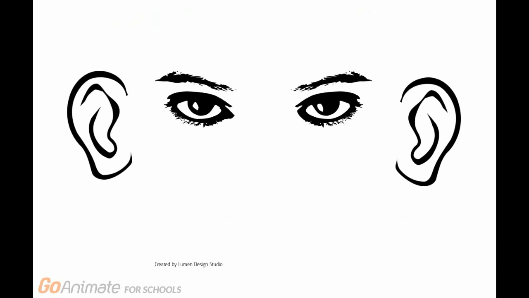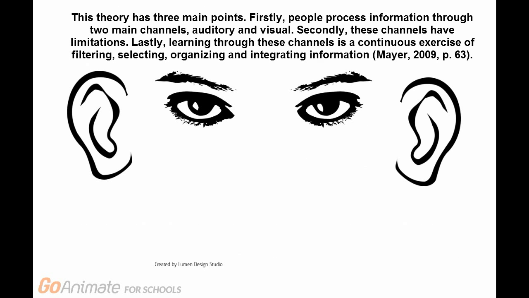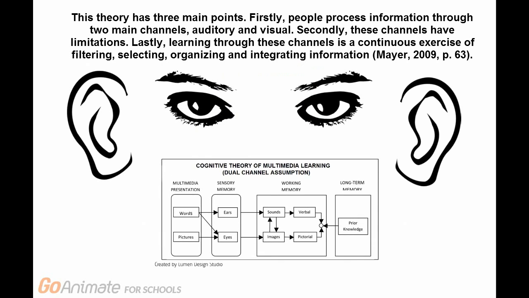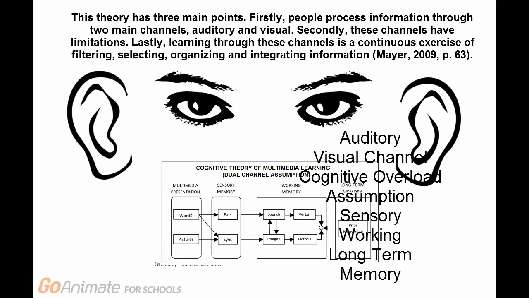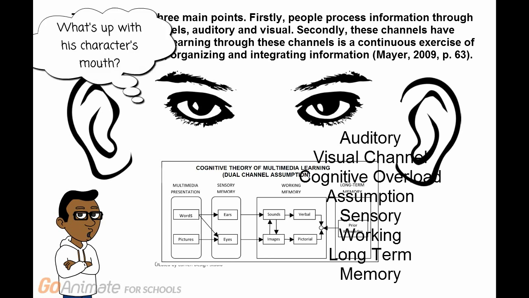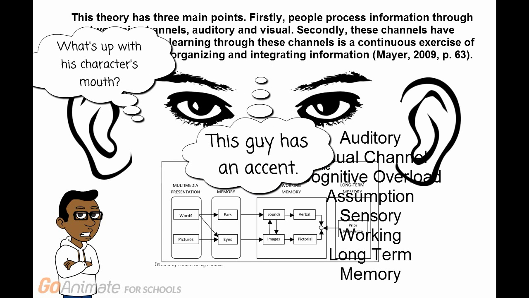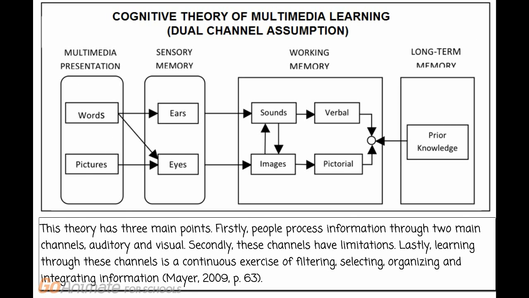You were reading the caption, your eyes were on the diagram, following the arrows and the boxes. You were listening to academic language through your ears. You were looking at my character and wondering what's up with his mouth. And you probably figured out by now that I have an accent. And so you did everything except learn. This is not a good way to present this diagram, especially in this type of animation. And so this is what the dual channel assumption is about.